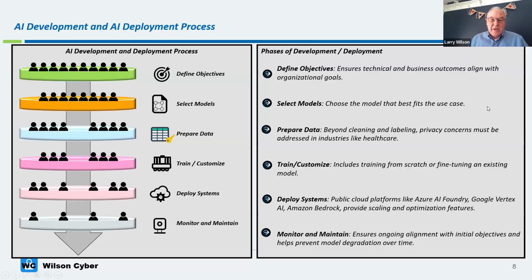We want to prepare the data beyond cleaning and labeling. We have privacy concerns that we have to focus on in industries such as healthcare. We want to train and customize the model, which includes training from scratch or fine tuning. And then we deploy. We deploy in a cloud platform like Azure AI Foundry, Google Vertex AI, or Amazon Bedrock, which we mentioned before. They have the foundation models and provide scaling and optimization. And then we monitor and maintain, ensuring ongoing alignment with initial objectives, and helping prevent model degradation over time.